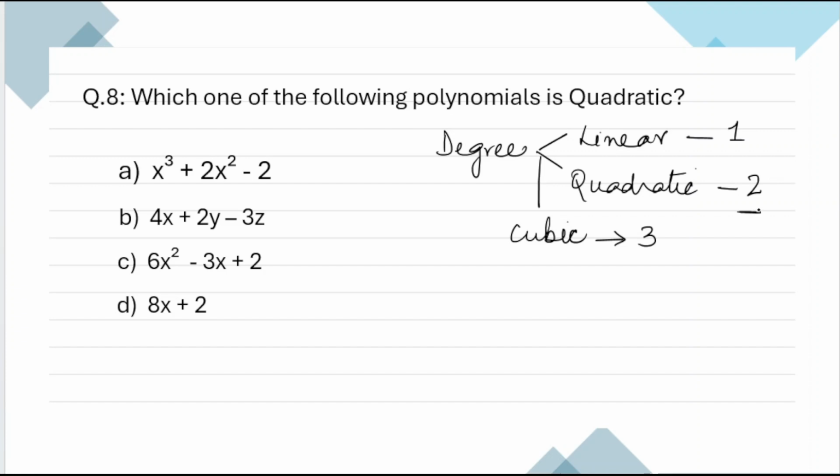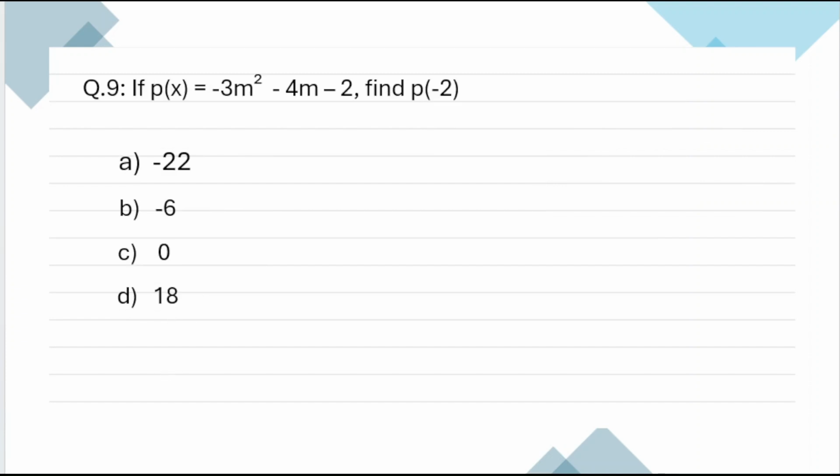And what is the degree? Highest exponent. So, let's check the highest exponent. In the first part, the highest exponent is 3, so it's not quadratic. In the next one, the exponent of all the variables is 1, so it's a linear polynomial. In the next one the highest exponent is 2, so this is our answer. This is a quadratic polynomial. If you want to consider the last case, the degree is 1, so it is a linear polynomial.